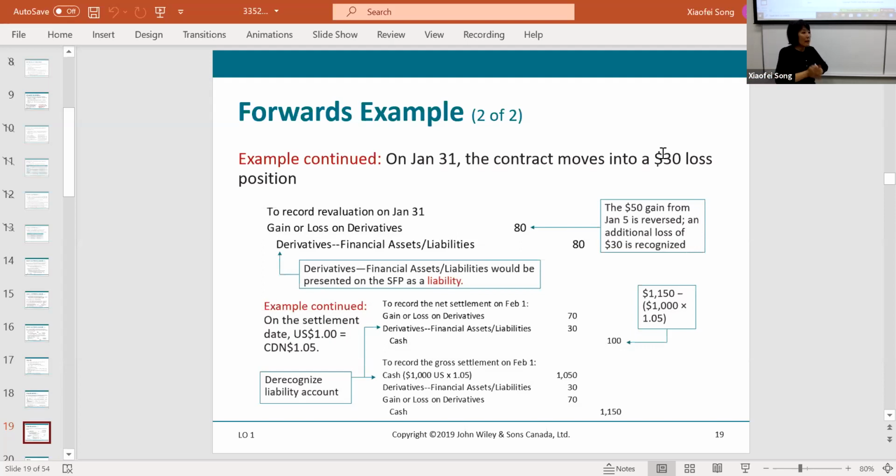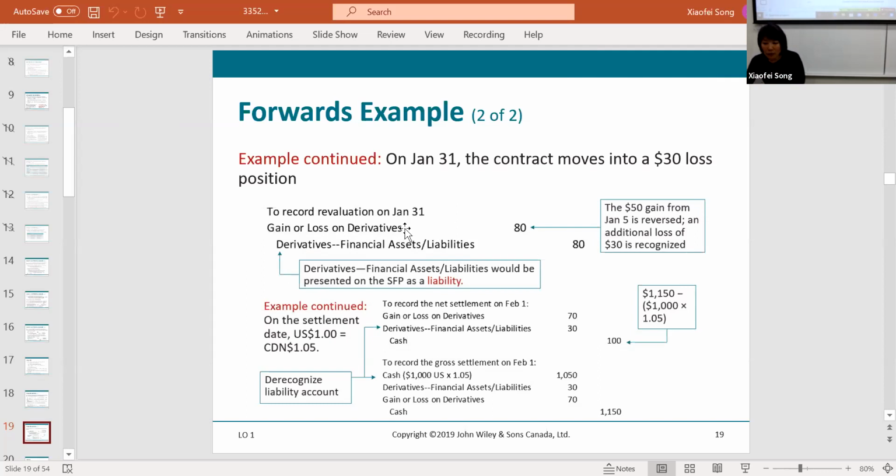Okay, liability. What is the change? Where are we changing from? Company A changes from a $50 gain position to a $30 loss position. Therefore, the adjustment, the change, is $80, from $50 positive to $30 negative. Does that make sense? So this is the change that we need to credit to derivative: $80. With the debit of 50, a credit of 80, the balance is 30.